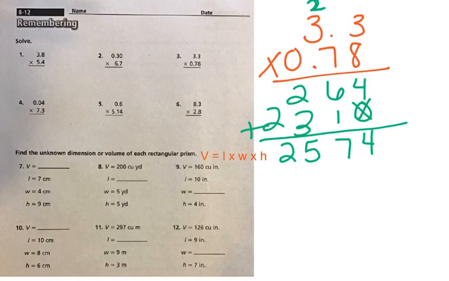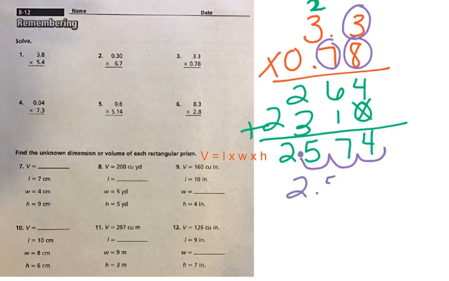And now I have to go back and figure out, where does my decimal go? Well, if I look in my original problem, I can see I have 1, 2, and 3 numbers that are to the right of the decimal. So I need to start after my last number, which is my 4, and I need to move in 1, 2, 3 spaces. So my answer is going to be 2 and 574 thousandths.